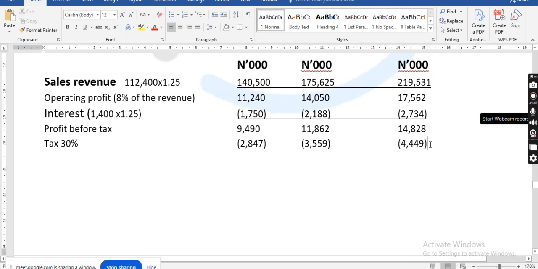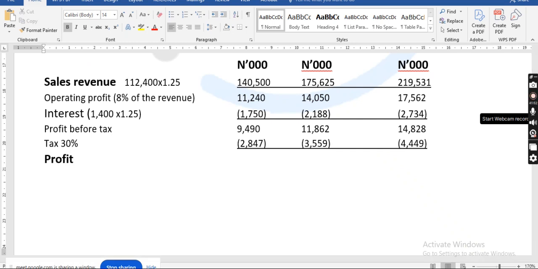Okay, so what is profit after tax? The first one is what? 6643. Next.